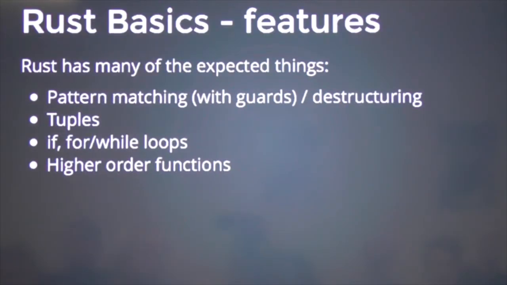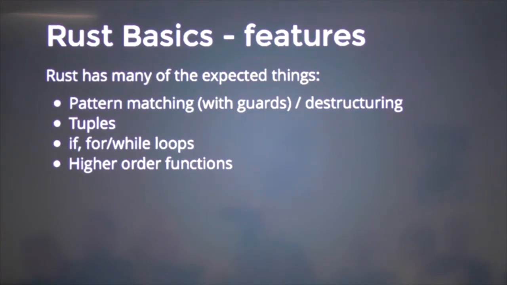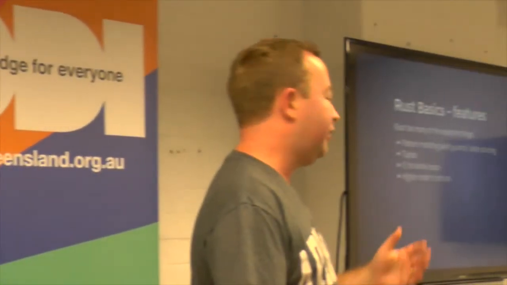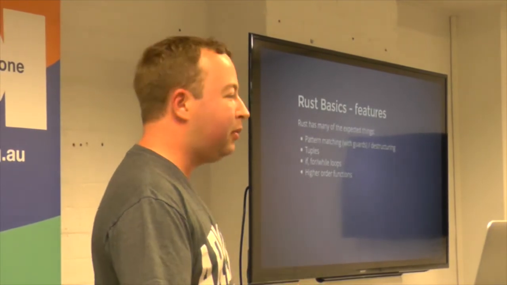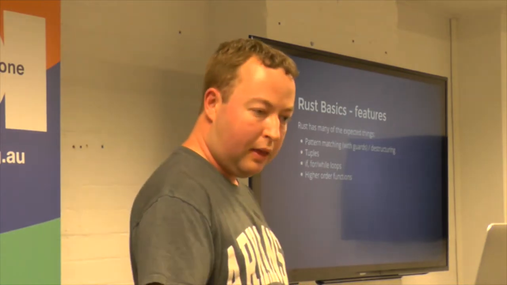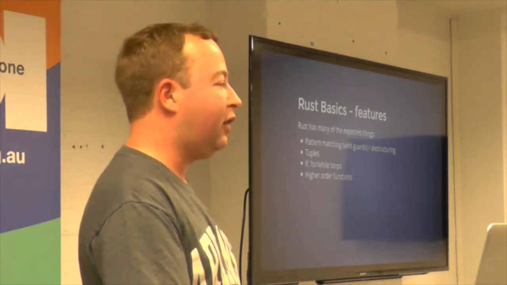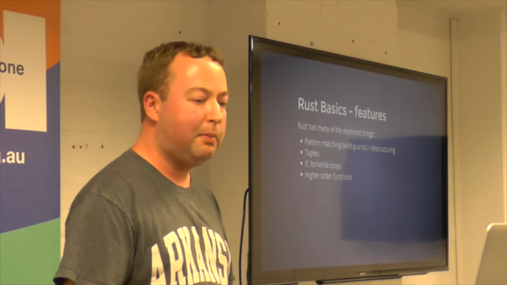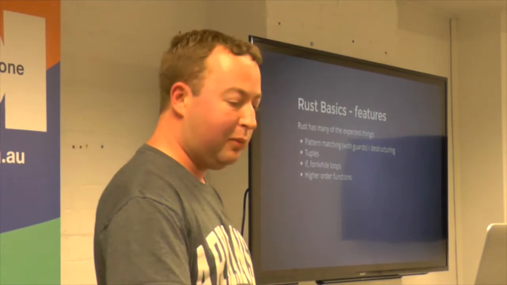Rust has a lot of the things you'd expect in any recent language. It has pattern matching, including with guards. You can do destructuring, so if you have a tuple or a more complicated data type, you can use that in the left-hand side of a binding and destructure it. Things you'd expect in imperative languages, if and while loops, it has great support for higher-order functions. It doesn't currently have support for higher kinded types, and I'll explain why a bit later after I've gone through a few other things. That is something they're looking at, but it's more complicated than it is in other languages like Haskell, just to integrate them with everything else.